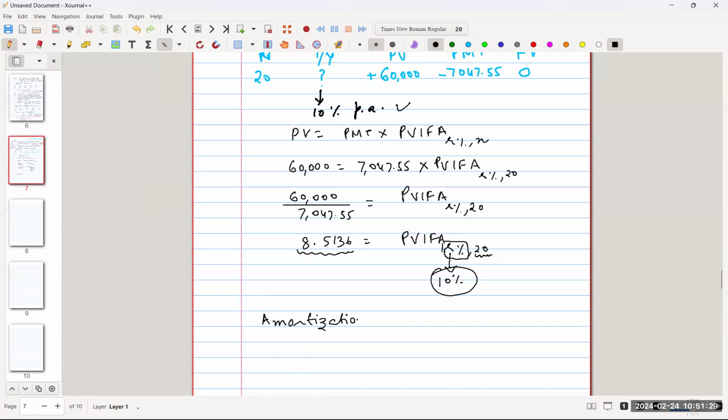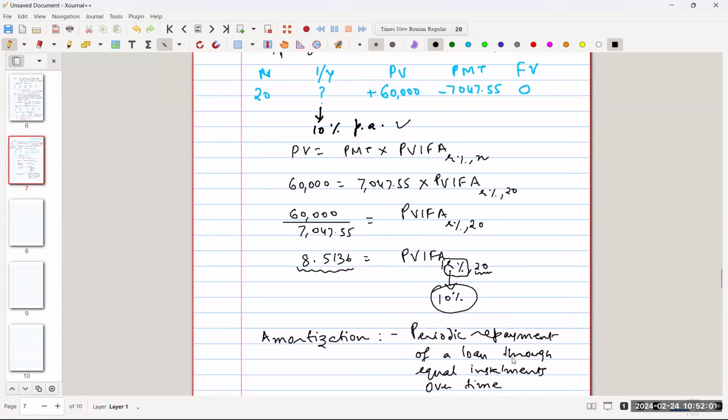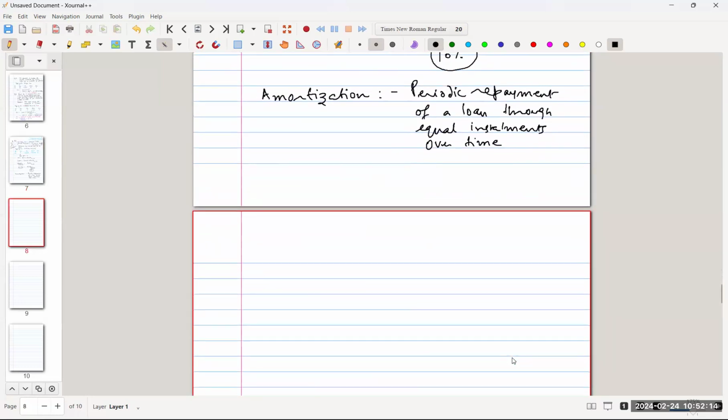Remember the term amortization. It simply means periodic repayment of the loan through equal installments over time, right? So when we are paying $7,047.55 now, in this case, every year, we are paying it off bit by bit, bit by bit, bit by bit. In other words, we are simply amortizing the loan, right? So on the basis of this understanding now, we can create a related question.